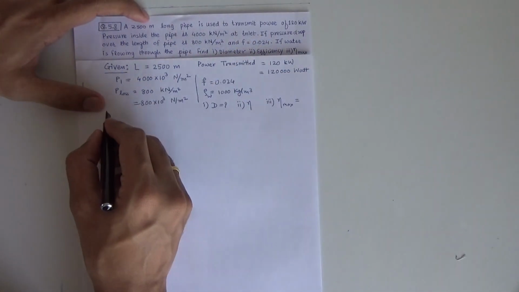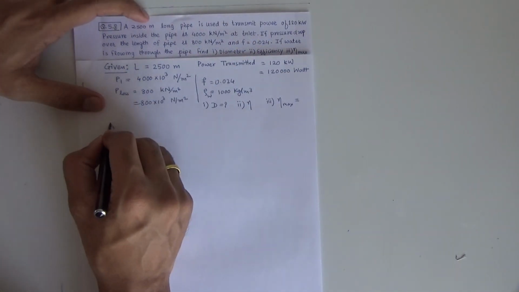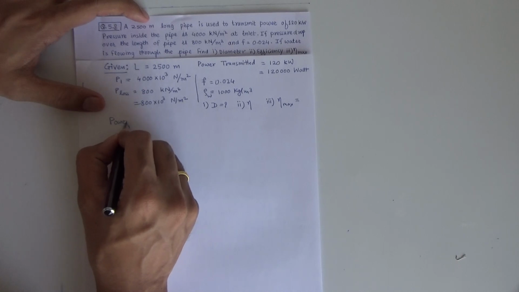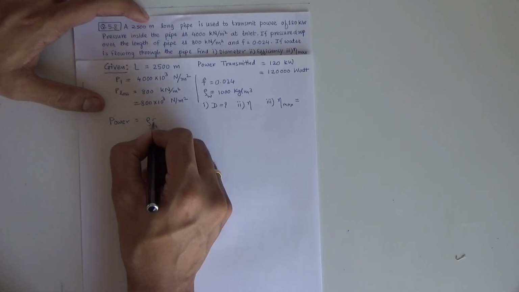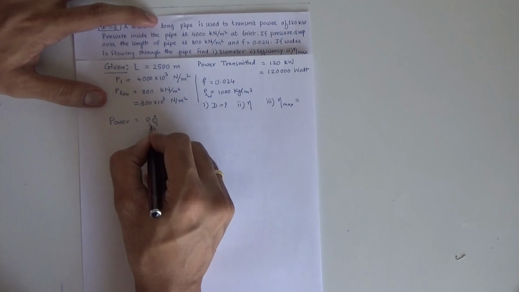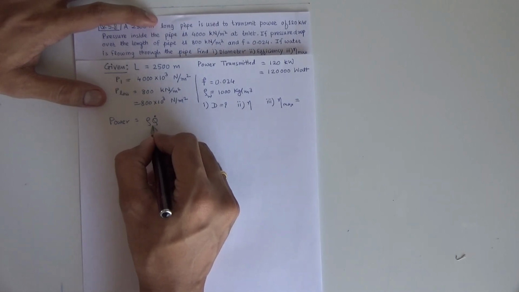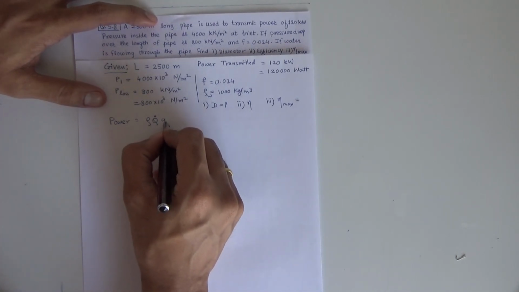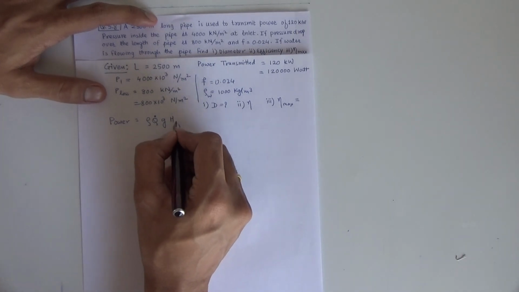So if you know the power transmitted, how much it is, it can be written as power equal to mgh. mg is what? m dot is rho into Q dot. So it is m dot g into h. Now what is h?